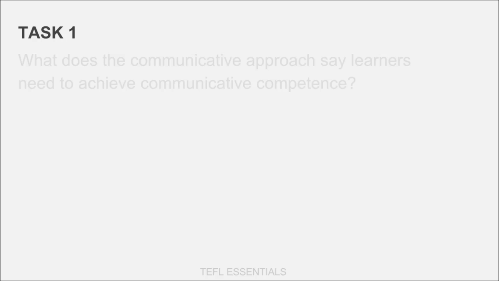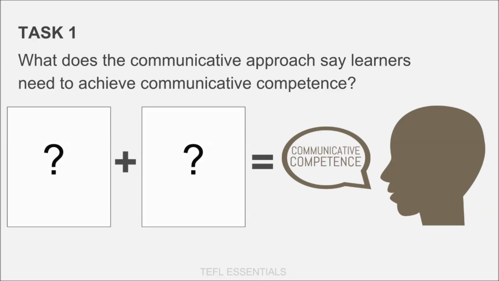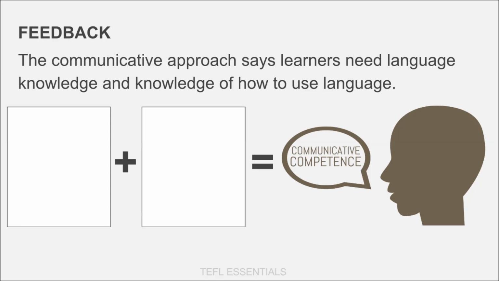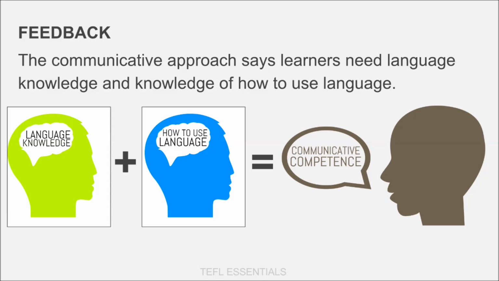Task 1. What does the communicative approach say learners need to achieve communicative competence? The communicative approach says learners need language knowledge and knowledge of how to use the language to achieve communicative competence.